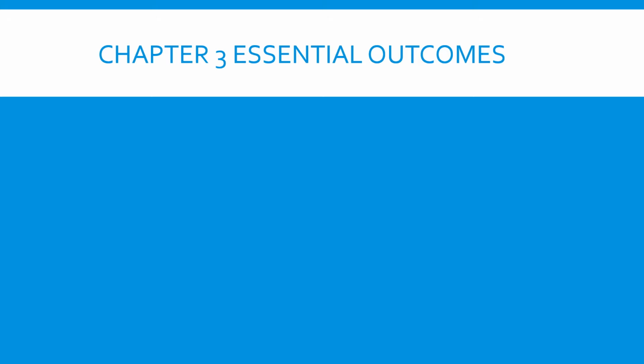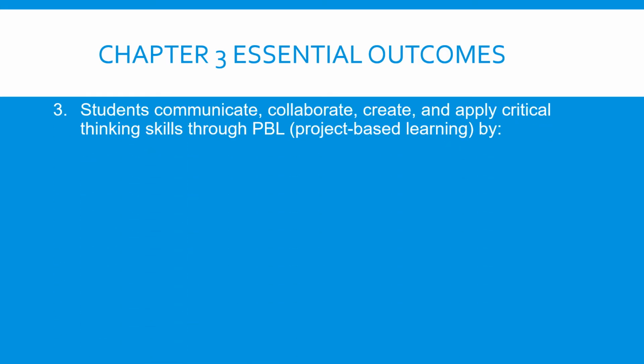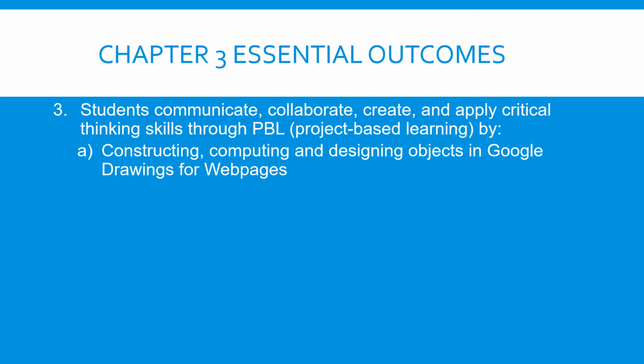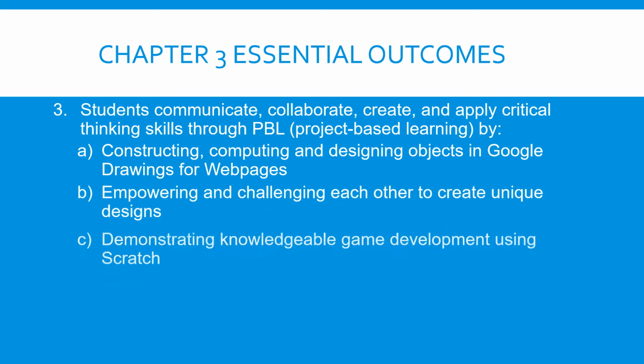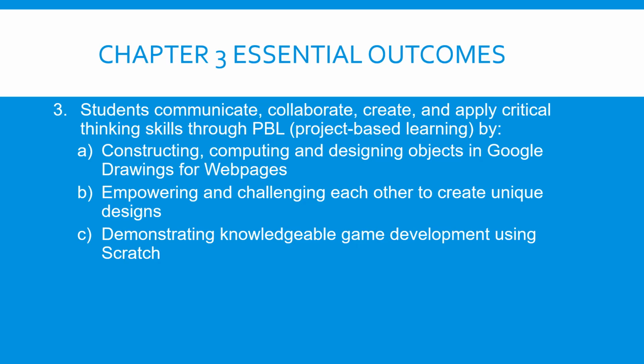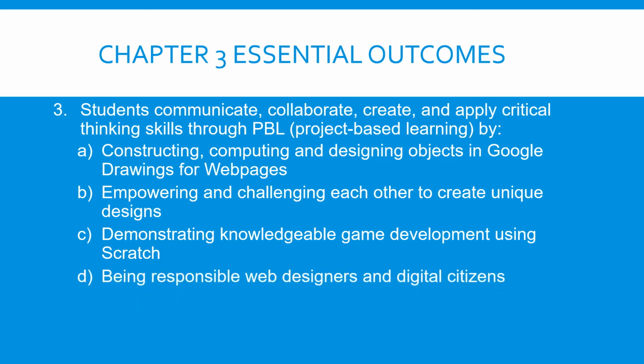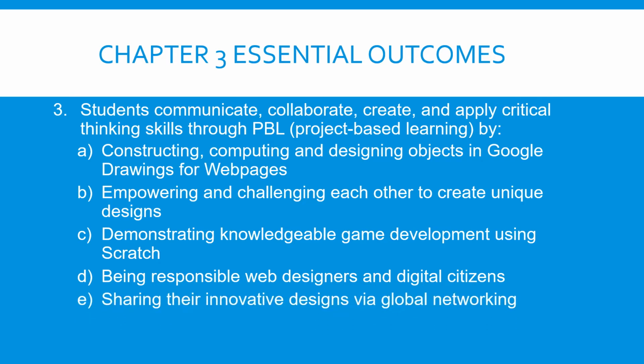Chapter 3 Essential Outcomes. Students communicate, collaborate, create, and apply critical thinking skills through project-based learning by: A. Constructing, computing, and designing objects in Google Drawings for web pages, empowering and challenging each other to create unique designs; C. Demonstrating knowledgeable game development using Scratch; D. Being responsible web designers and digital citizens; E. Sharing innovative designs via global networking; and F. Linking keywords to project application.